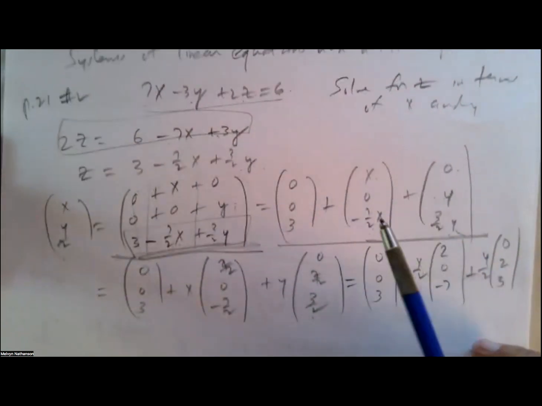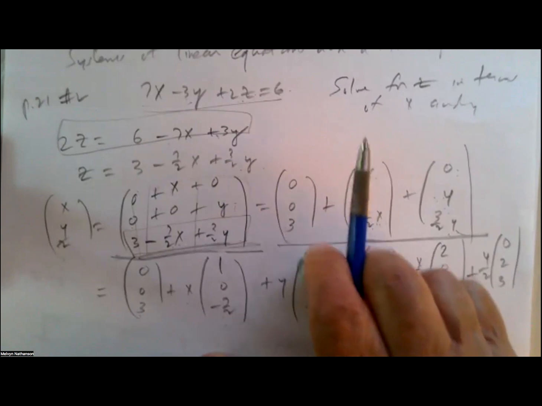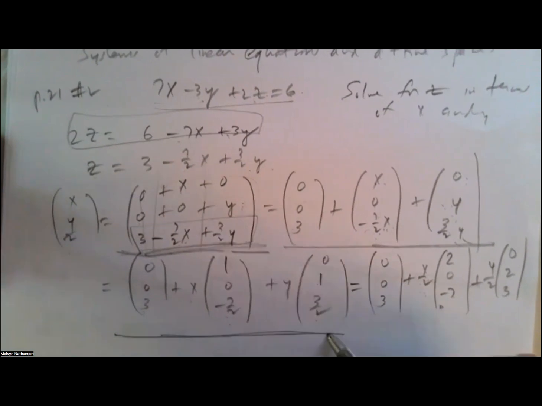And I do that because now I can factor an x out of this. So I have (0, 0, 3). I have x times the vector (1, 0, -7/2). Right? This is 1. And I have y times the vector (0, 1, 3/2). So every solution of the linear equation is of this form.